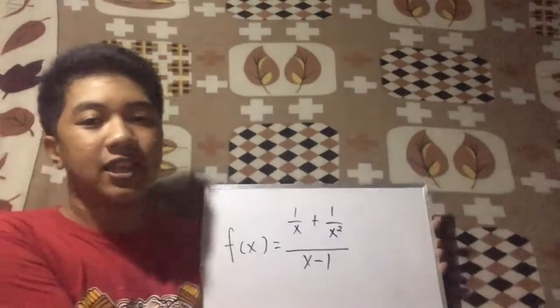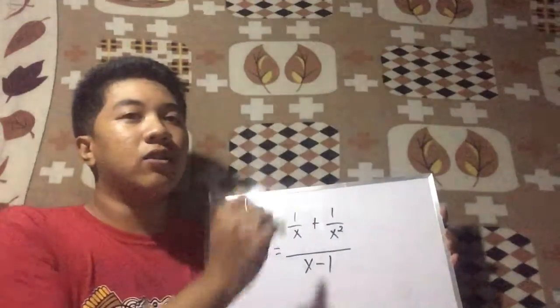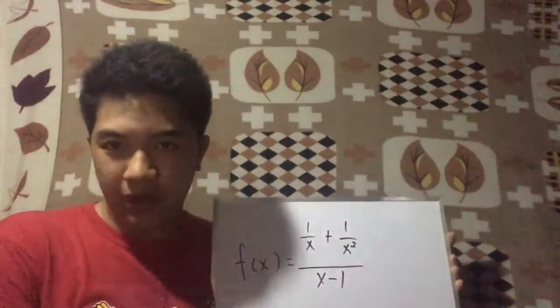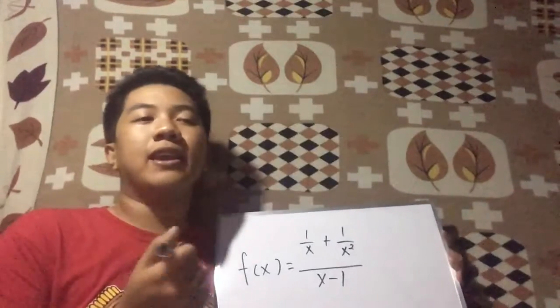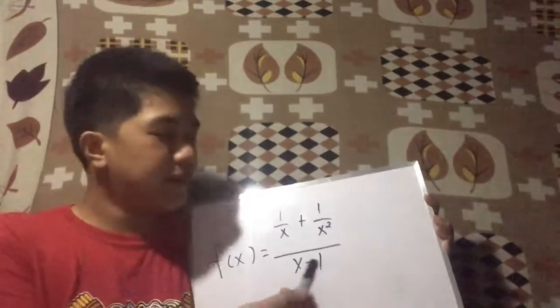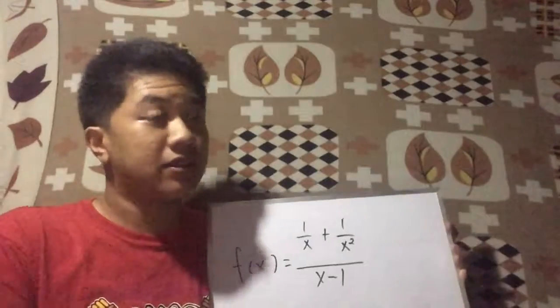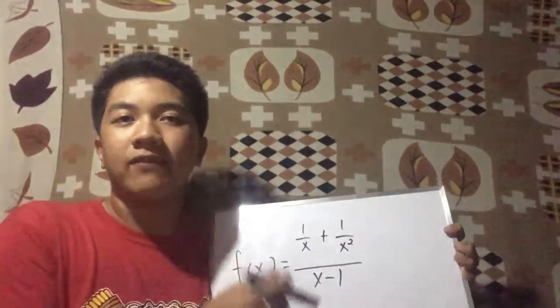f of x is equal to 1 over x plus 1 over x squared, all over x minus 1. Before we continue to the derivatives, we have to simplify this because this problem is very complicated. So we simplify this and make it x plus 1 all over x minus 1, all times x squared. Then we are going to take the derivative from this point forward.